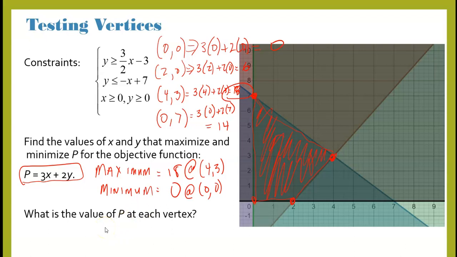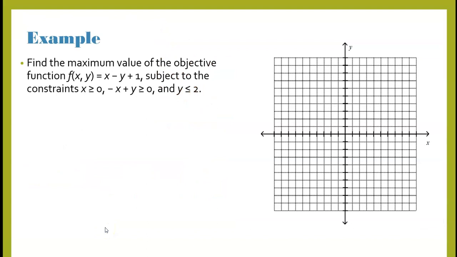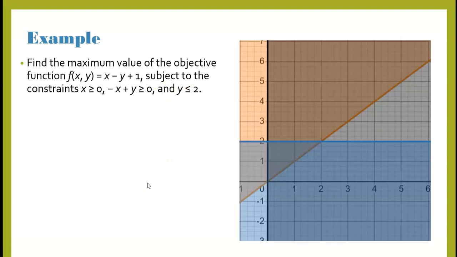All right, let's keep rolling here. Take a look at this example. Find the maximum value of the objective function f of x, y is equal to x minus y plus 1, subject to the constraints x is greater than or equal to 0, negative x plus y is greater than or equal to 0, and y is less than or equal to 2. So the first thing we do is we graph those constraints, and that gives us this region right here where all the shadings overlap.